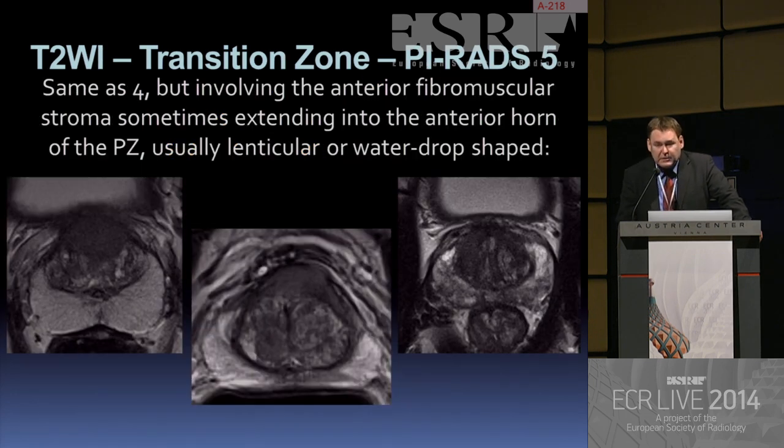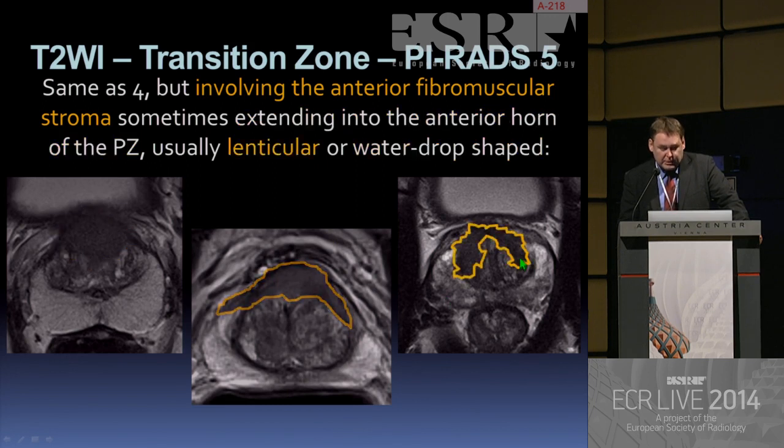And PI-RADS 5 is analogous to the peripheral zone, the same as PI-RADS 4, but involving the anterior fibromuscular stroma, sometimes extending into the anterior horn of the peripheral zone, usually a lenticular lesion or water drop shaped. This is very important because this is a pathognomonic configuration for aggressive cancer. For example, this lesion or this lesion. It means it's the same as PI-RADS 4, but with signs of extraprostatic, extracapsular extension.